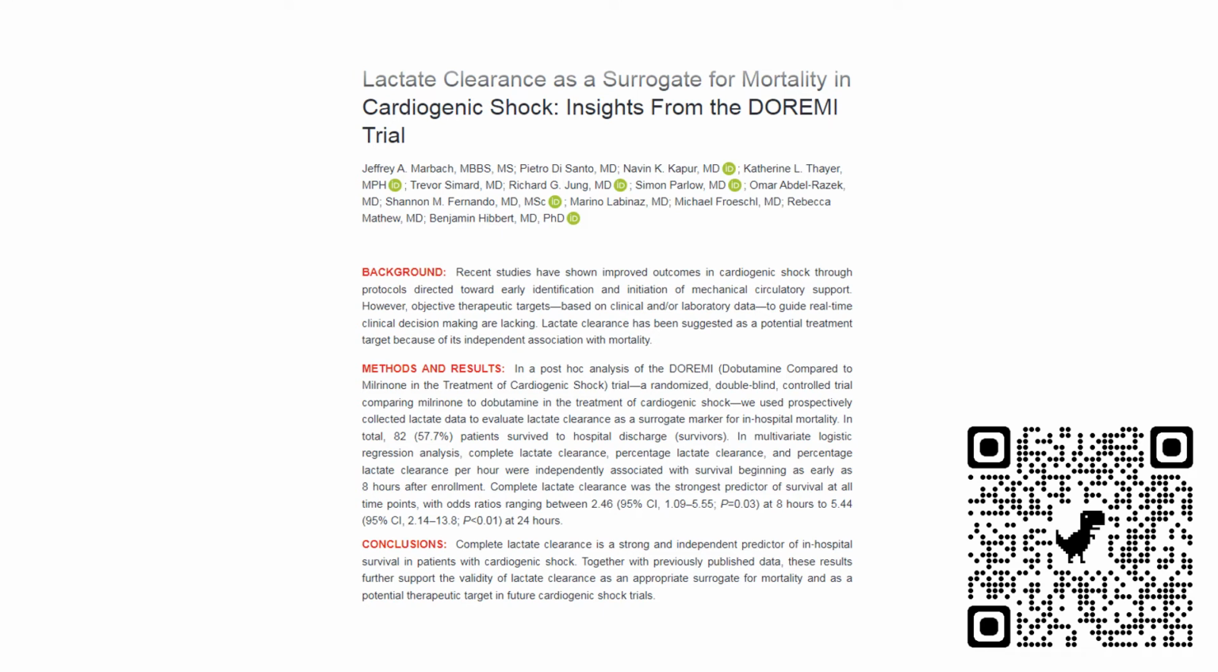This was a subset in the DOREMI trial where they found that lactate clearance is a surrogate for mortality in cardiogenic shock, particularly. And what they found was complete lactate clearance was the strongest predictor of survival at time points in the first 24 hours.